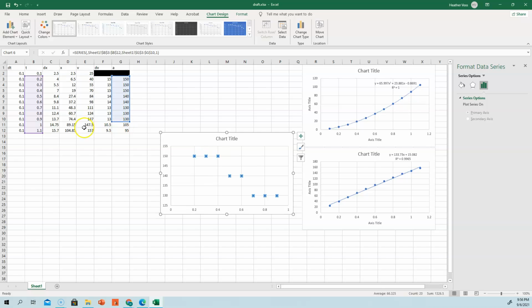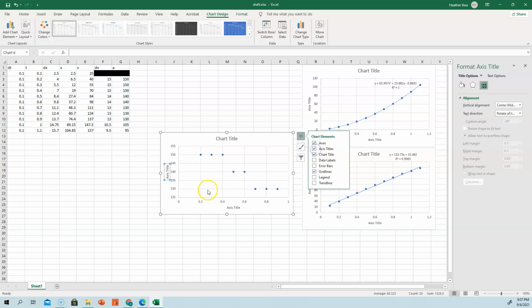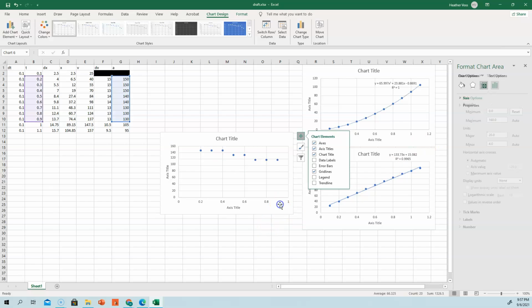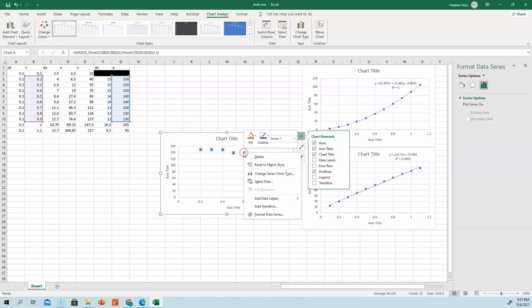So what I'm going to do is take out those last 2 data points. Now you see how it's all spread out and it does not look anything close to what we would expect. If I click right here and go to Axis Options, the minimum, I'm going to set that at 0. And look what happens to that graph. It looks a lot more linear now.